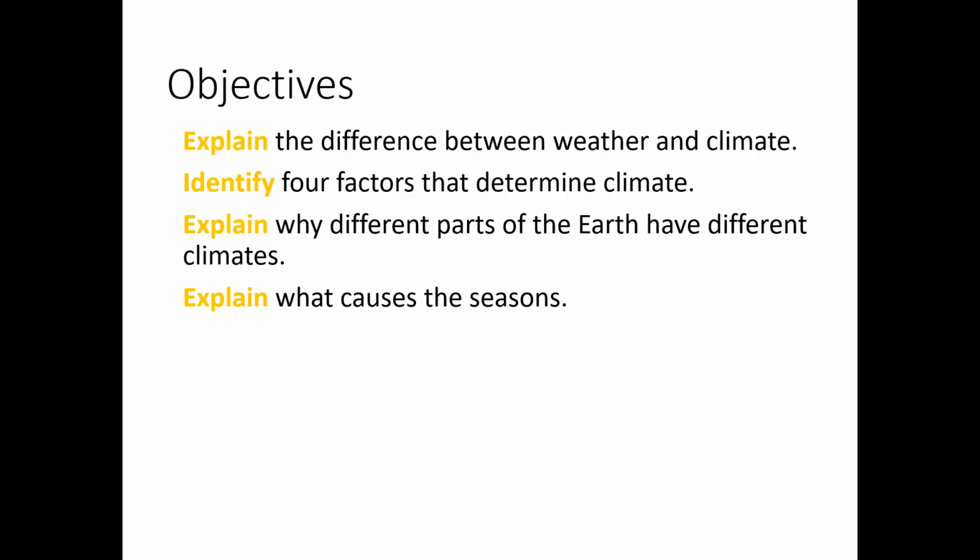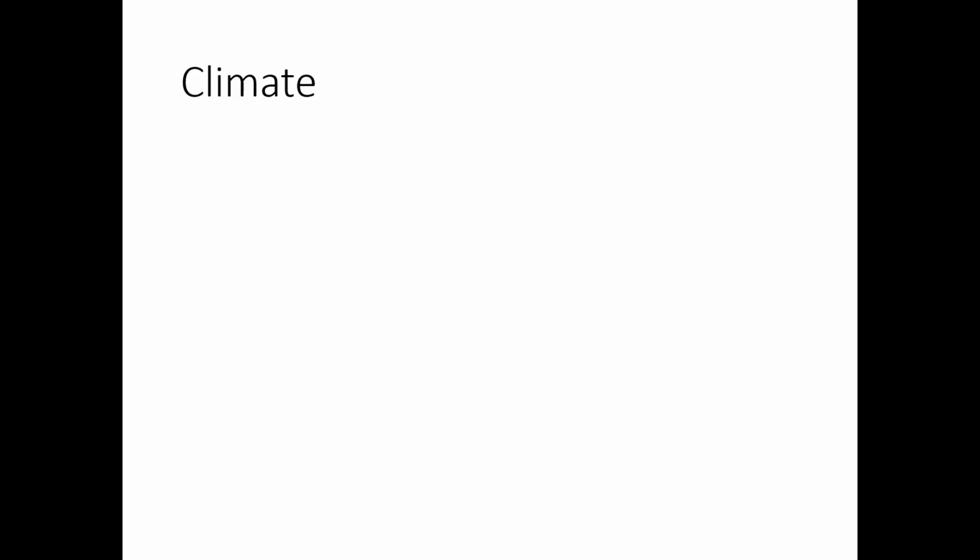This is Chapter 13, Section 1, and it's on climate. The objectives today are to explain the difference between weather and climate, to identify 4 factors that determine climate, explain why different parts of the Earth have different climates, and to explain what causes the seasons.